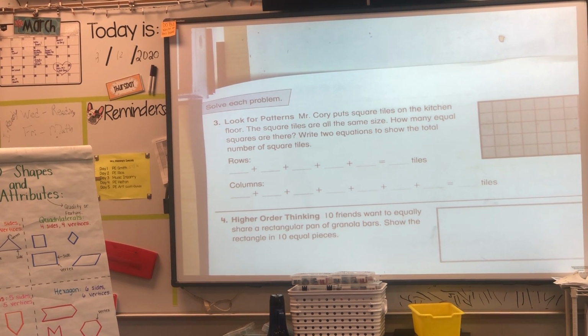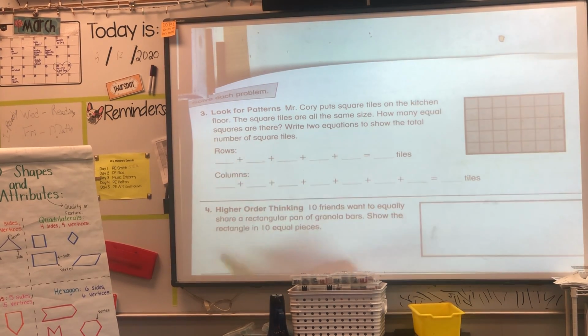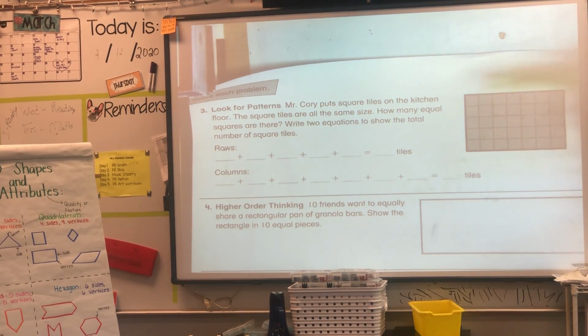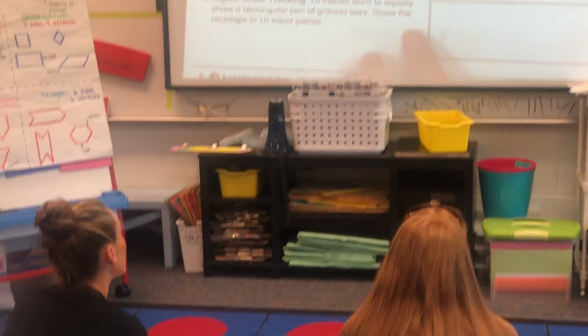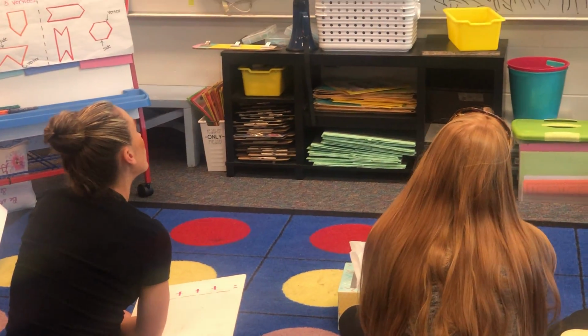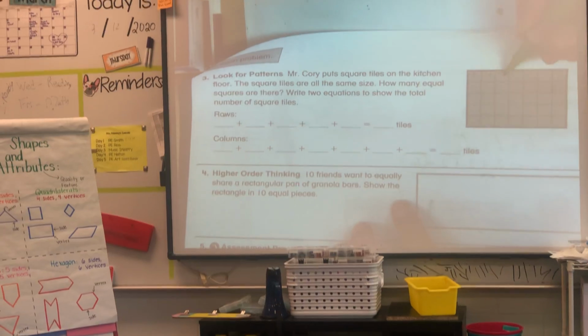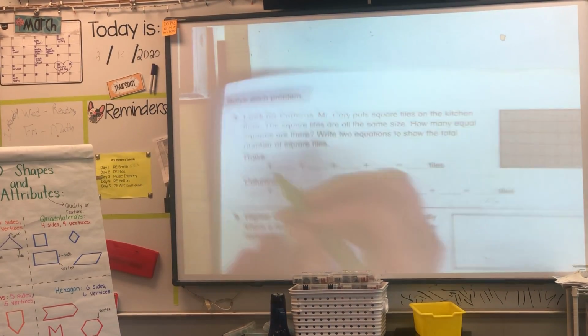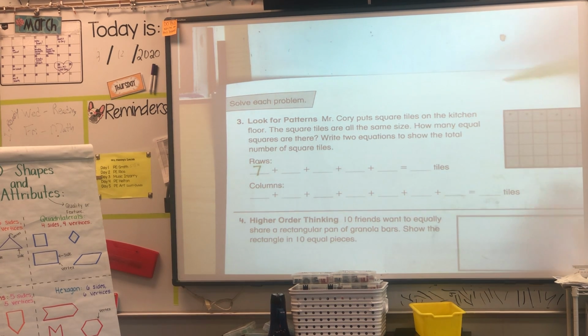Okay? So we clearly want them all the same, because if we had different tiles in my kitchen, that would be just crazy. So we're looking at our rows, and our rows go across. So how many are in my first row? Ready? Let's count. 1, 2, 3, 4, 5, 6, 7. 7. And now I am doing it again.